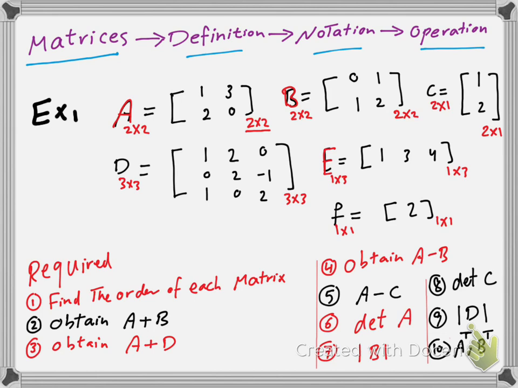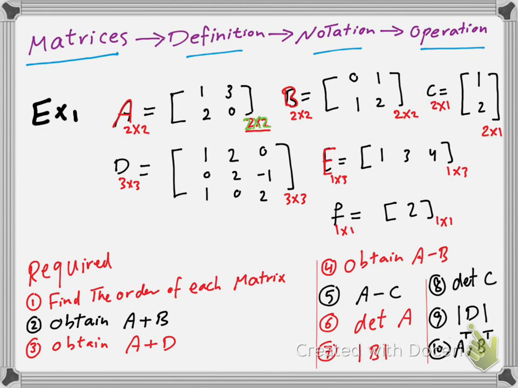Anyway, we have a special case here. If the number of rows is the same as the number of columns, we rename the matrix a square matrix. And if the number of rows is not equal to the number of columns, we call it a rectangular matrix. But if your matrix contains only 1 row, like matrix E here, we call it a row vector matrix. And if your matrix contains only 1 column, we call it a column vector matrix.